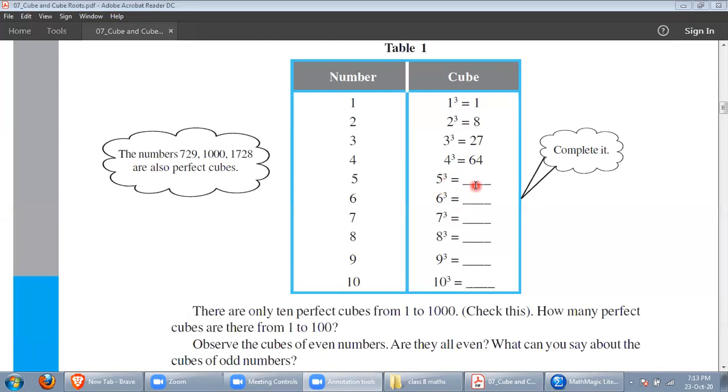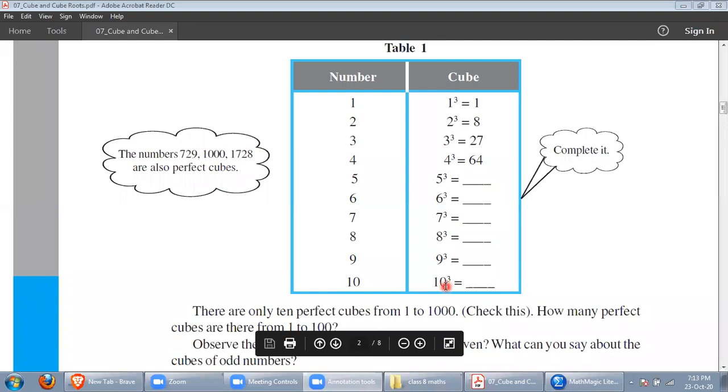The blank here will be what? Yes, tell me. 125. Yes, 125. 5, 5 is 25. 25, 5 is 125. And 6 cube will be what? 216. 6, 6 is 36. 36, 6 is 216. Yes. 10 cube. What is 10 cube? 1000. So these are perfect cubes.